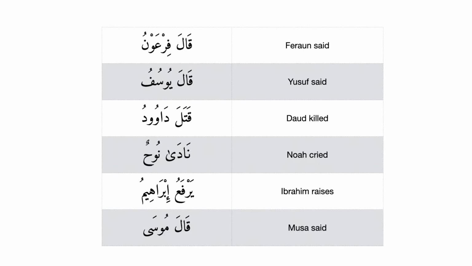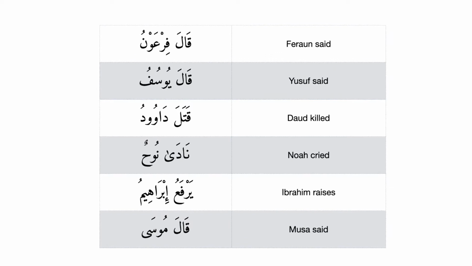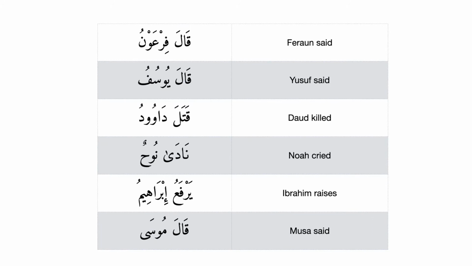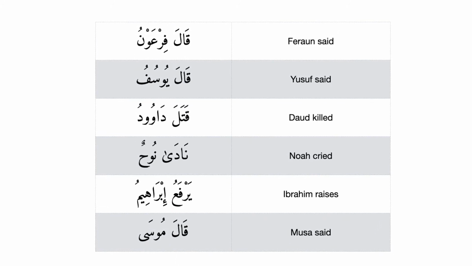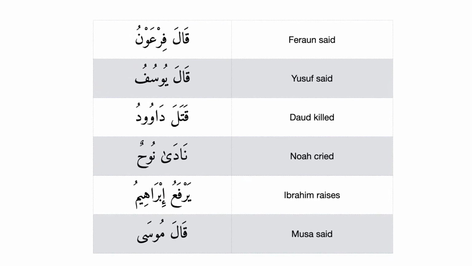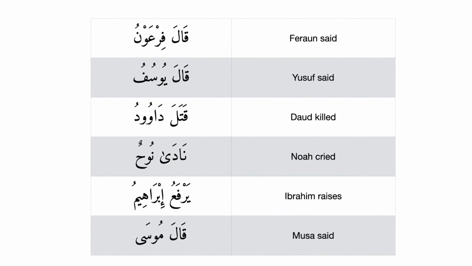Let's see some examples where names are used. قال فرعون, Fir'aun said. قال يوسف, Yusuf said. قتل داود, Dawood killed. نادى نوح, Noah cried. يرفع إبراهيم, Ibrahim raises. قال موسى, Musa said.